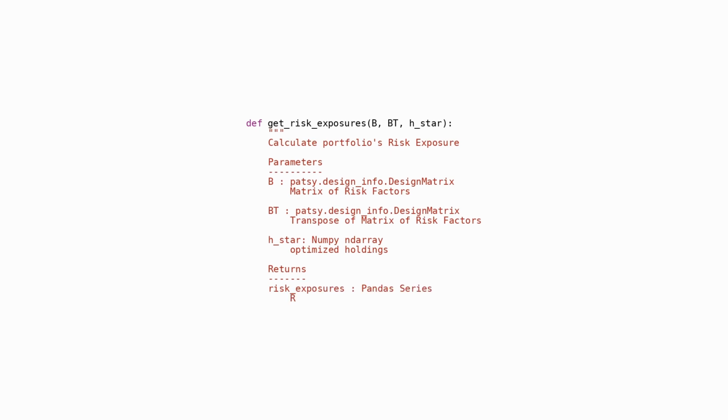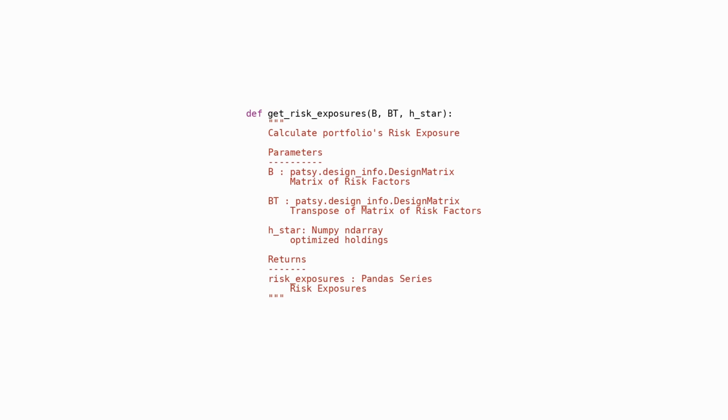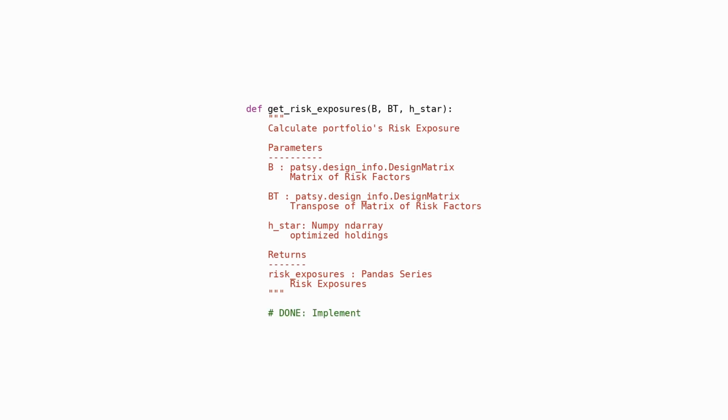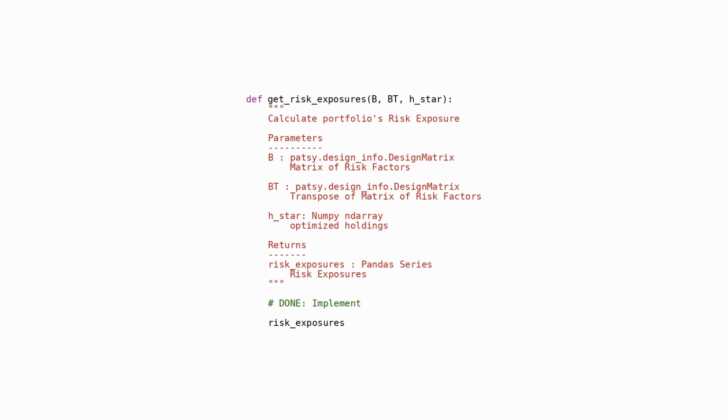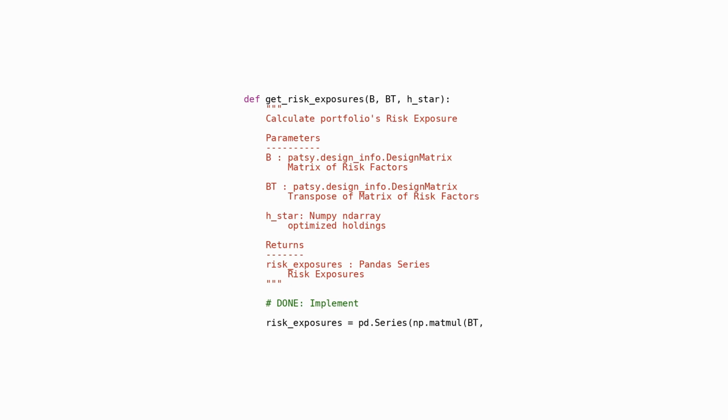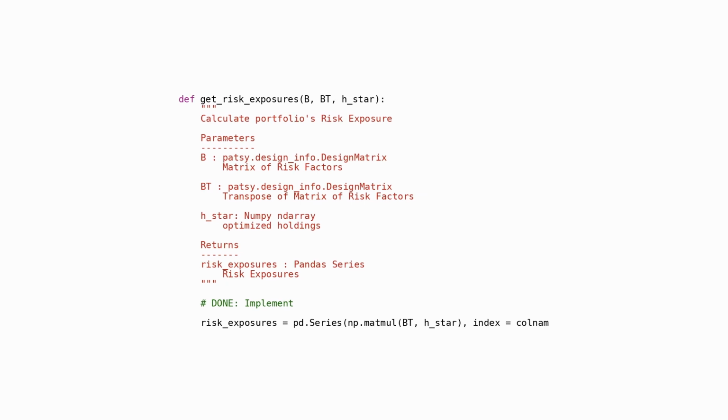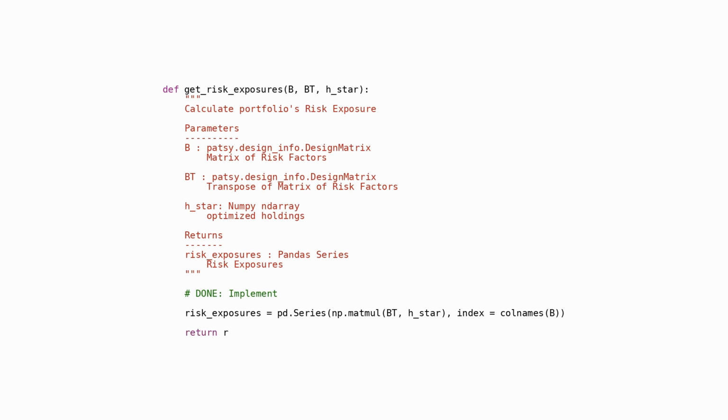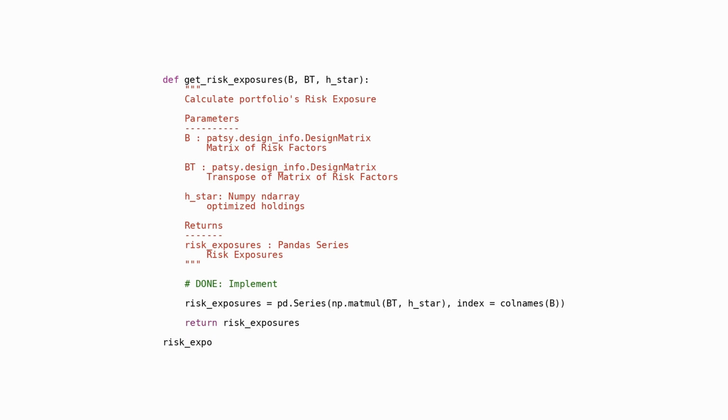The result of the multiplication is then converted into a pandas series, with the index set to the column names of the B matrix, which presumably represent the names of the risk factors. Finally, the function returns the pandas series of risk exposures. At the bottom, the function is called with inputs b, bt, and h_star to compute the risk exposures, which are presumably stored in the variable risk_exposures.